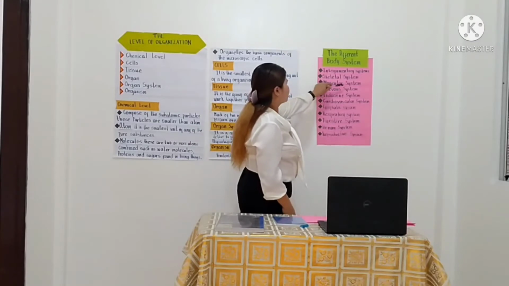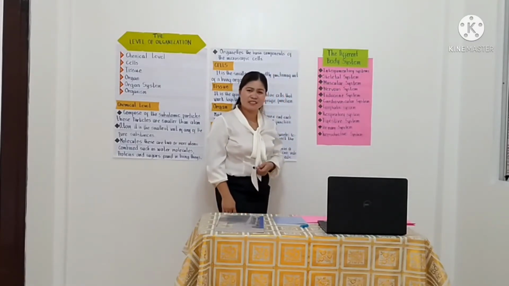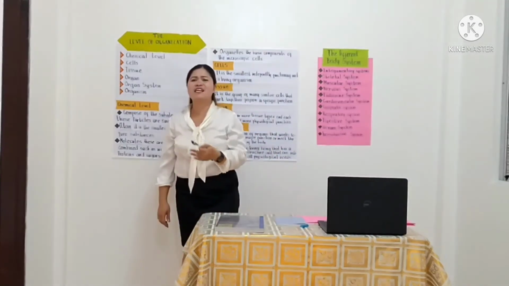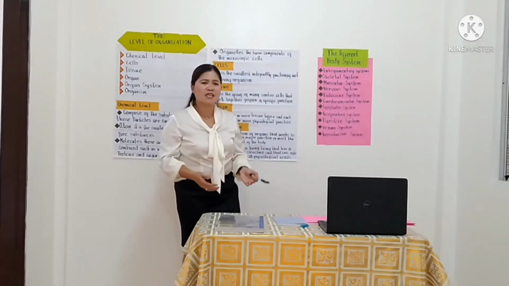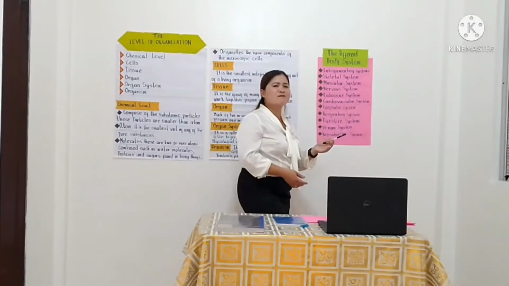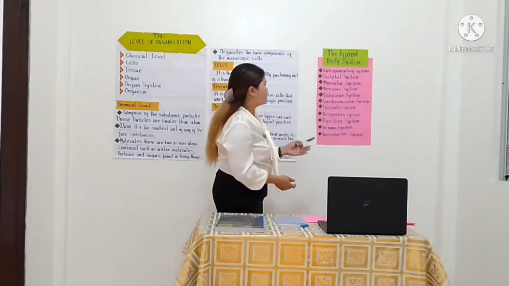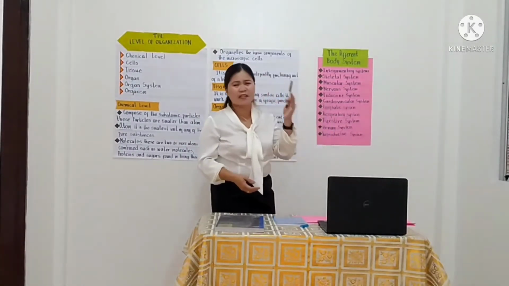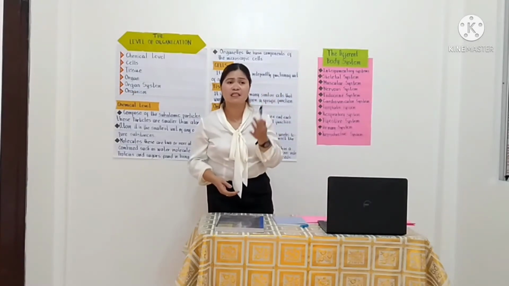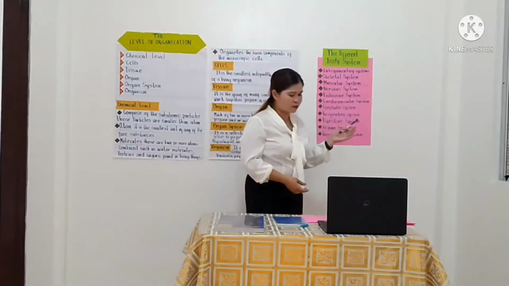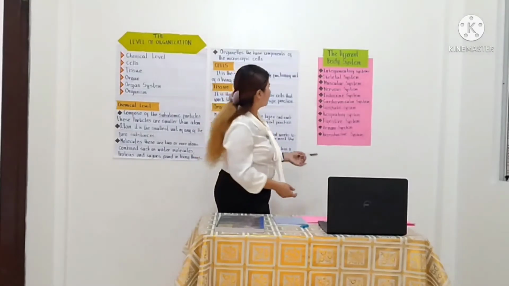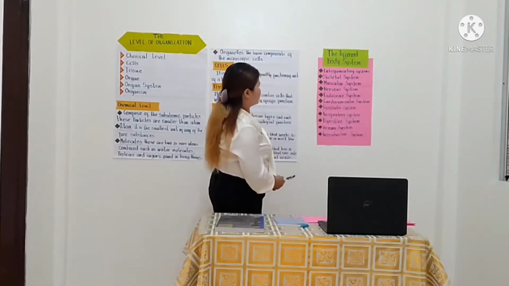Next is the muscular system. What is the muscular system? What does it consist of? Okay, it consists of our muscles. So the muscle functions for movement of our body, which is the contraction of our skeletal system or the skeletal muscles. So next is the nervous system.